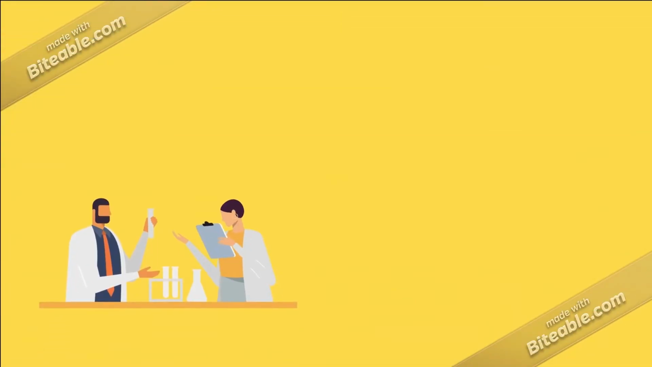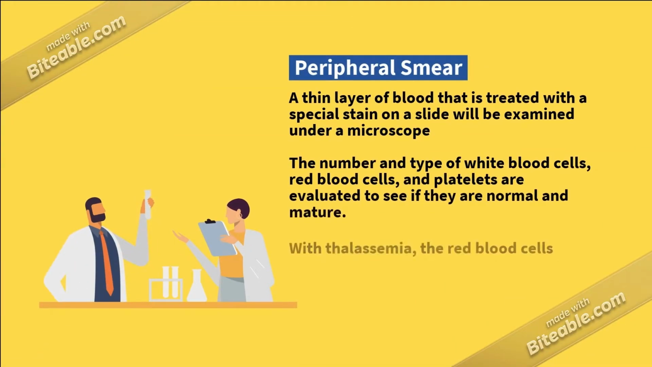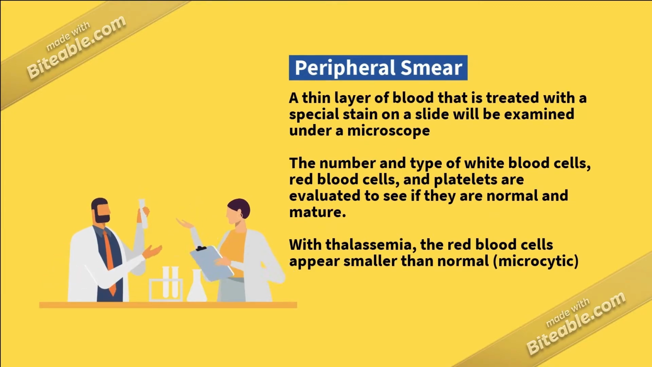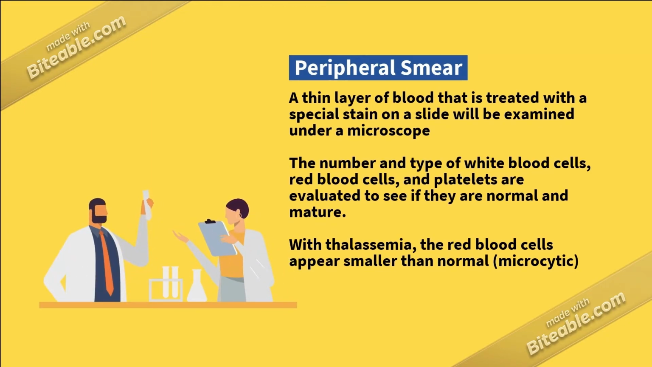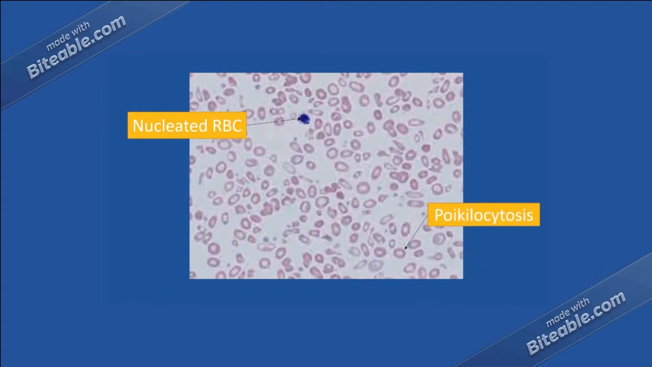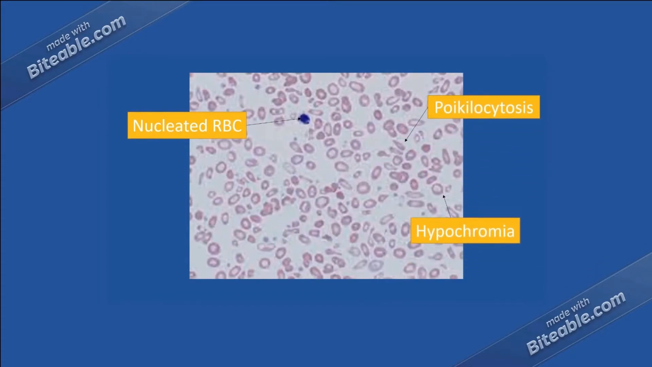The second one is peripheral smear. In this test, a thin layer of blood that is treated with a special stain on a slide is examined under a microscope. The number and type of white blood cells, red blood cells, and platelets are evaluated to see if they are normal and mature. With thalassemia, the red blood cells often appear smaller than normal, microcytic. The peripheral smear shows nucleated red blood cells, poikilocytosis and hypochromic cells.